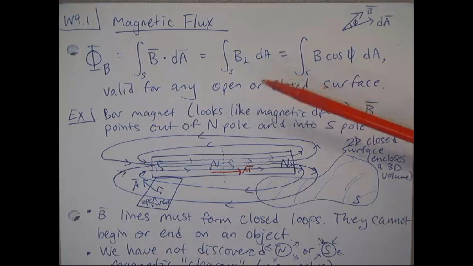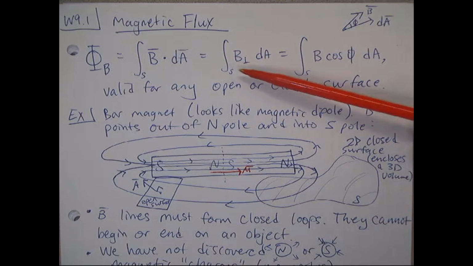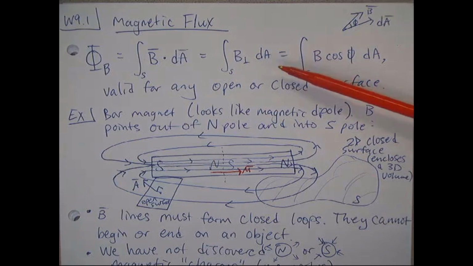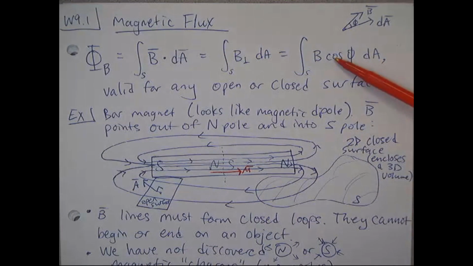Ultimately, that takes the form of the perpendicular component of the B field times the dA magnitude. That's what this dot product gives you, where it's the magnitude of each, B and dA, times the cosine of the angle between them. This is valid, once again, for any open or closed surface. We all know how to compute flux at this stage, flux of a vector field through a surface.